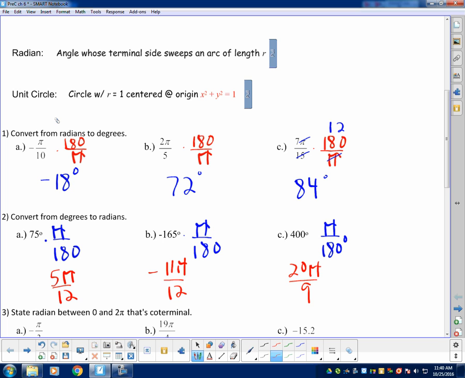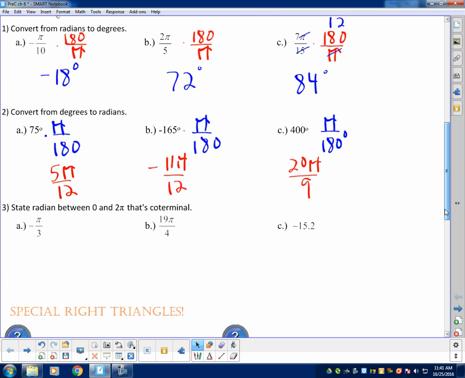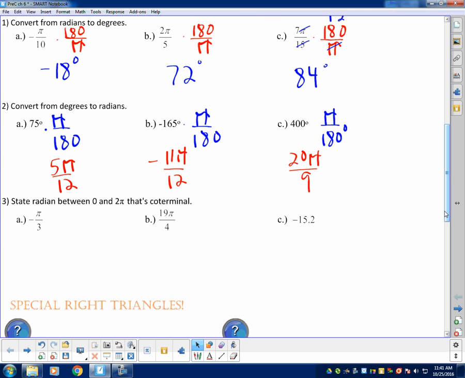So converting, going one direction and the other. There's a section in the homework on this, a few problems of each. Number 3 says state a radian between 0 and 2 pi that's coterminal. Coterminal means it has the same terminal side. It just shares the same terminal side.